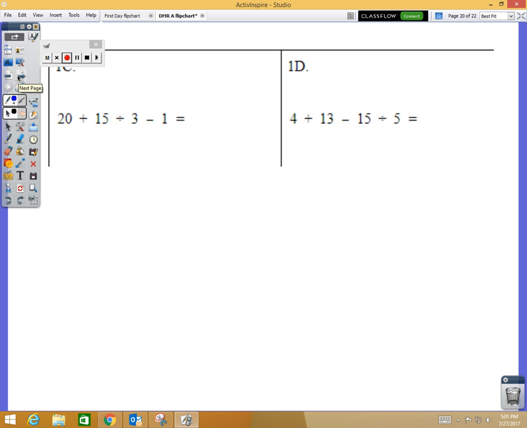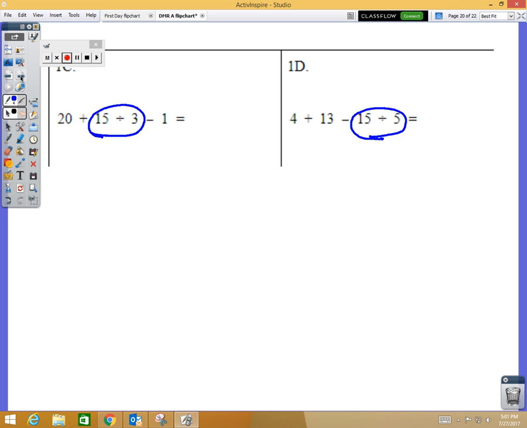You can see these problems have similar operations, and I'm not going to work all of these out, but you could go through and do that yourself if you would like to. In this one, you'd want to do your division, and then you would want to do your addition and subtraction. In this problem, over here, you'd want to do your division, and then you'd want to do your addition and subtraction.